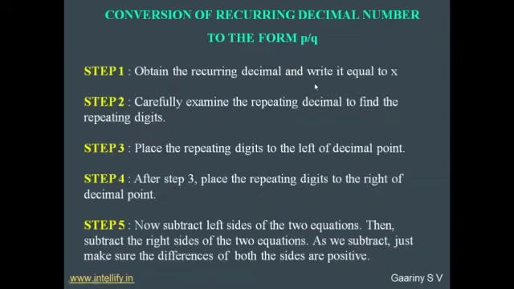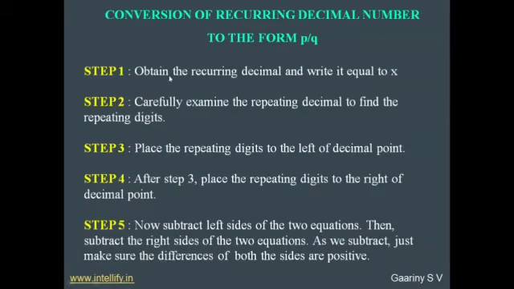Next, the conversion of a recurring decimal number to the form p by q. In the previous example, we just saw how to convert a terminating decimal number to the form p by q. Here we are seeing the conversion of a recurring decimal number to the form p by q. So let us see how.